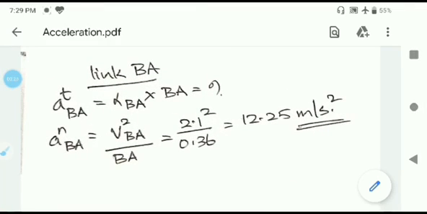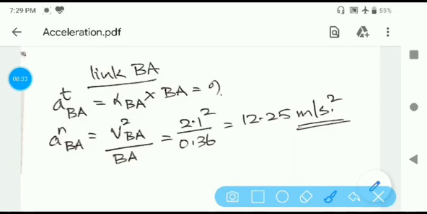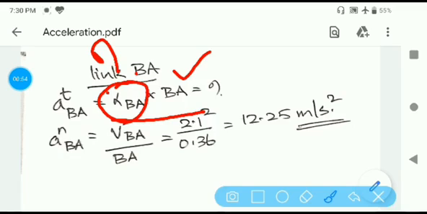The magnitude of the tangential component of acceleration of B relative to A is obtained by the formula alpha into R, where R is the length of the link AB or BA and alpha is the angular acceleration of the link BA. But in the question, the angular acceleration is not given. That means at this particular point, we will not be able to find the magnitude of the tangential component of acceleration of B relative to A. So we will leave that right now. We will move on to the normal component of acceleration.